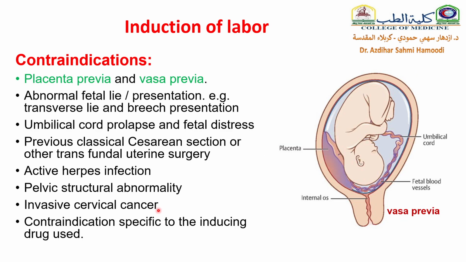What are the contraindications? Placenta previa and vasa previa, as you see in this picture; abnormal fetal lie or presentation, for example transverse lie and breech presentation; umbilical cord prolapse and fetal distress; previous classical cesarean section; active herpes infection; pelvic structural abnormality; invasive cervical cancer; or contraindication to drugs that are used for induction of labor.